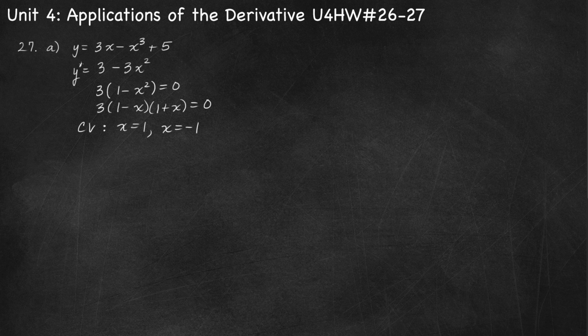I missed my notation here. My first derivative, y prime, equals 3 minus 3x squared. So my second derivative is just the derivative of 3 minus 3x squared. The derivative of 3 is 0. The derivative of negative 3x squared is negative 6x. So there's my second derivative. And now I substitute my critical values into my second derivative. So I need to find y double prime of 1, and I need to find y double prime of negative 1. I'm substituting critical values into the second derivative.